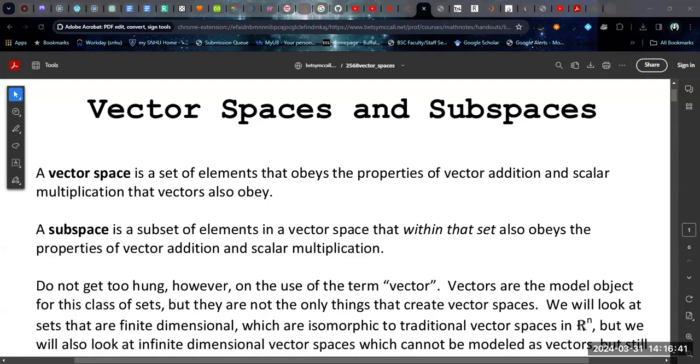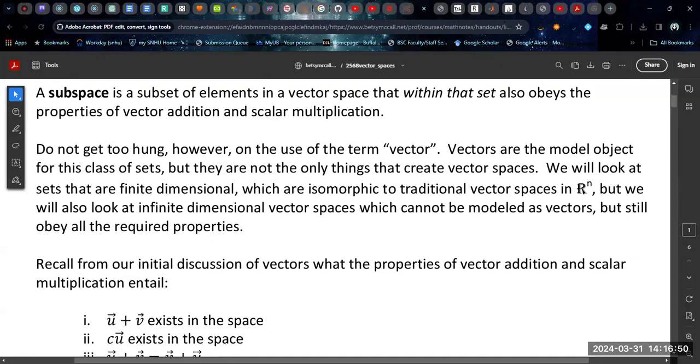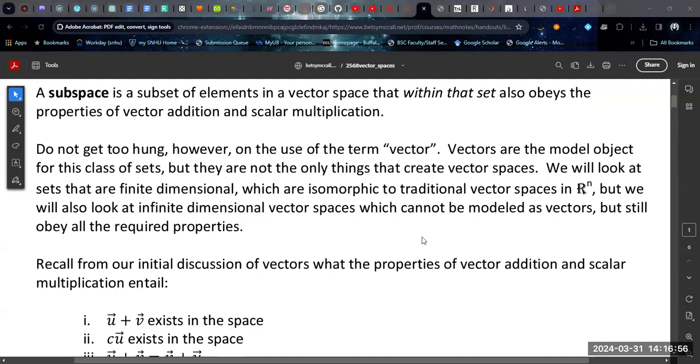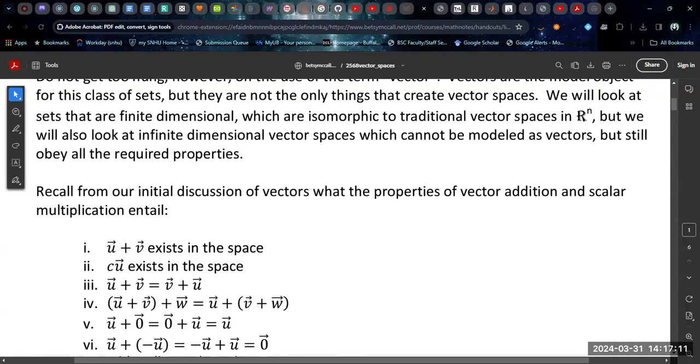And a subspace is a set of elements in a vector space that within that set also obeys the properties of vector addition and scalar multiplication. Now, in the sense of the term vector here, we essentially mean any object that satisfies the properties of vectors. So this could mean that they are functions or other kinds of objects, as long as they meet all of our conditions for vectors.